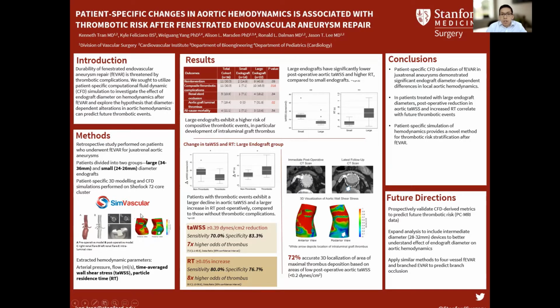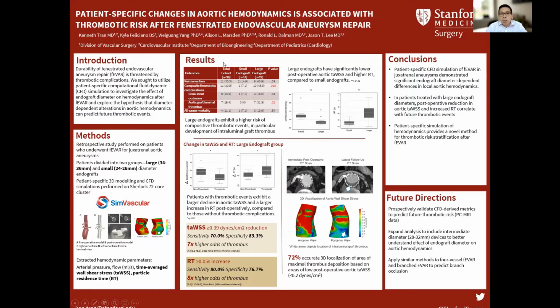From these simulations, we can then do a couple of things. We can visualize hemodynamic parameters and also extract quantitative hemodynamic parameters, including arterial pressure, flow rates, and for the purposes of this study, time average wall shear stress, which is a measure of the amount of force a red blood cell would experience near an aortic wall or a branch artery wall, and particle residence time, which is a measure of flow stagnation or how long a red blood cell spends in an individual volume of fluid.